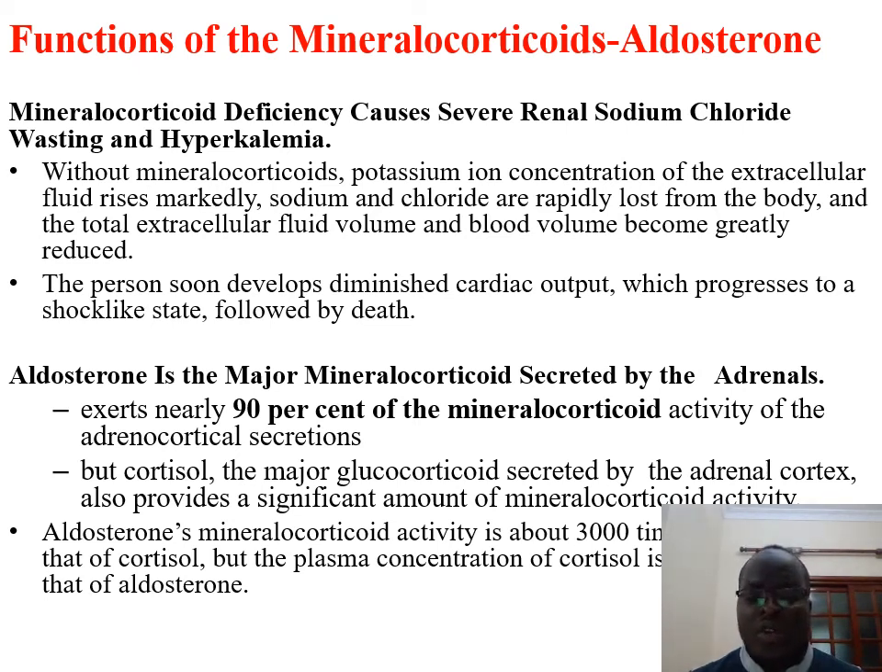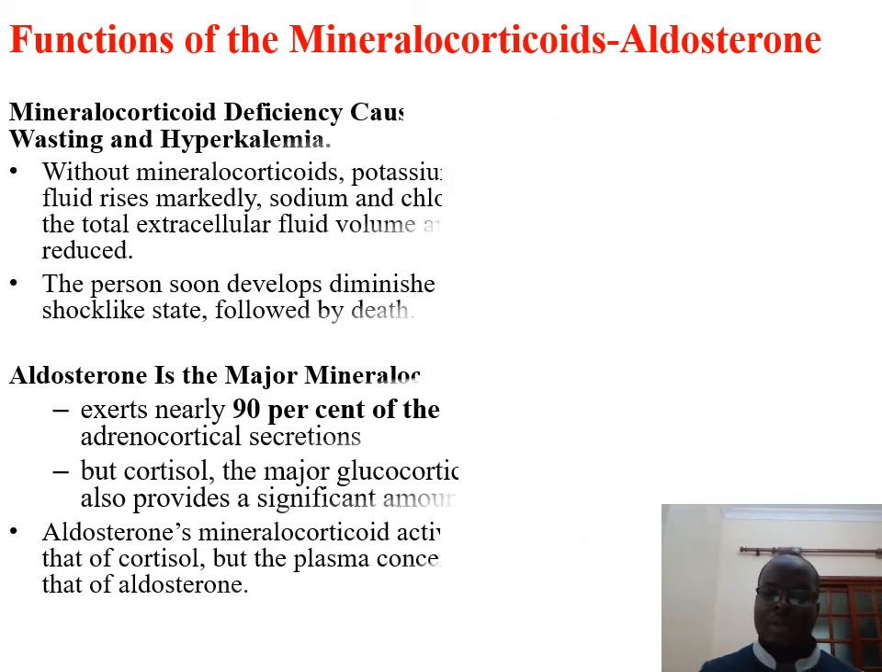Aldosterone's mineralocorticoid activity is about 3,000 times greater than that of cortisol, but the plasma concentration of cortisol is nearly 2,000 times that of aldosterone. So even if the mineralocorticoid activity is 1, because of its concentration, it will have an effect on mineralocorticoid activity.